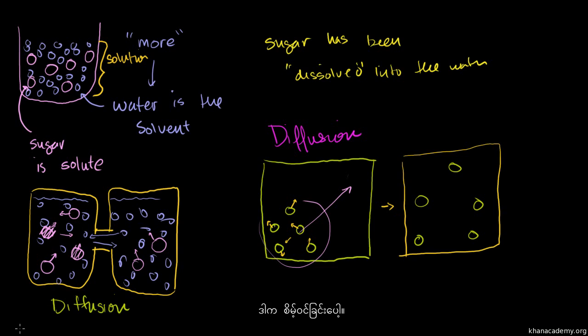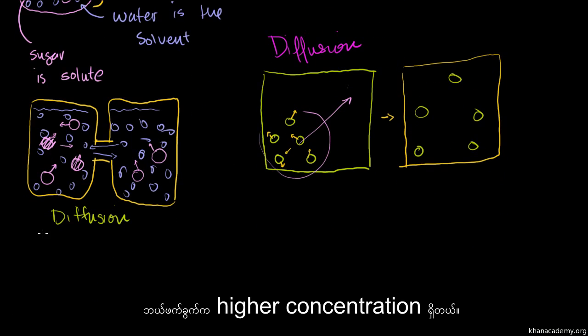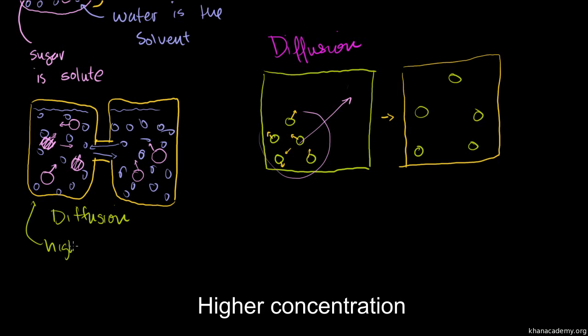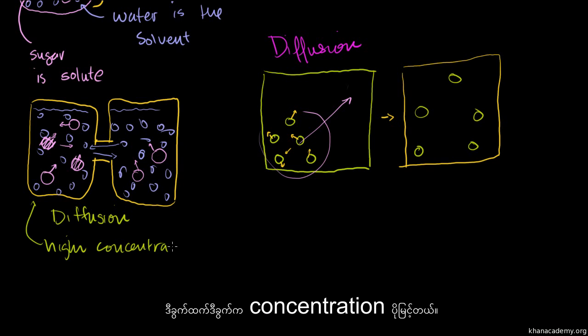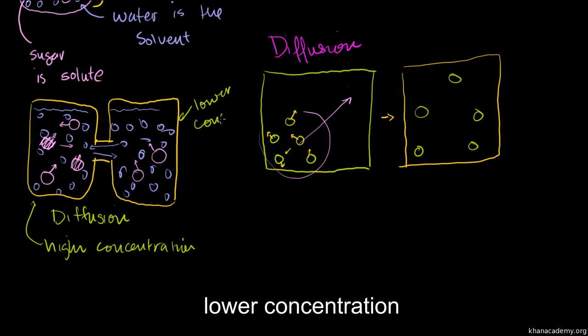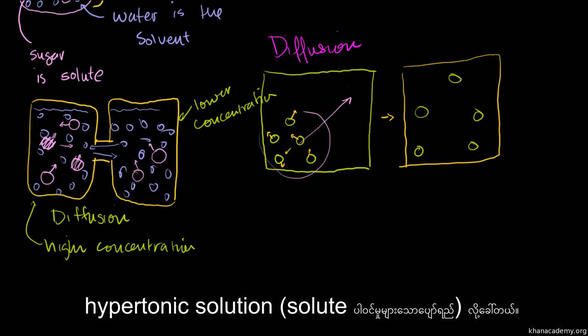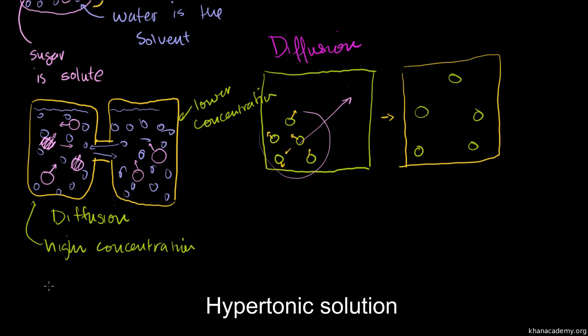And just so that we learn some other words that tend to be used with the idea of diffusion, when we started off, the left-hand side container had a higher concentration. It's all relative, right? It's only higher than this guy. And this right here had a lower concentration. And there are words for these things. This solution with a high concentration is called a hypertonic solution. Let me write that in yellow.